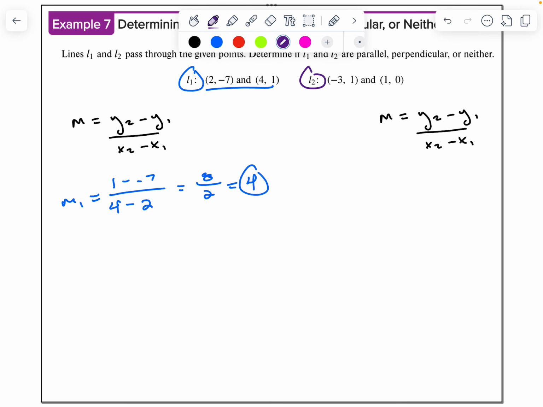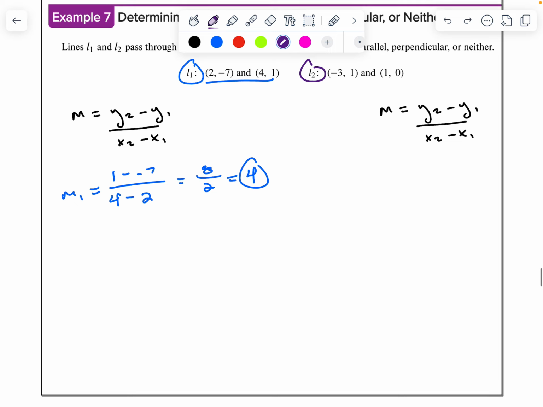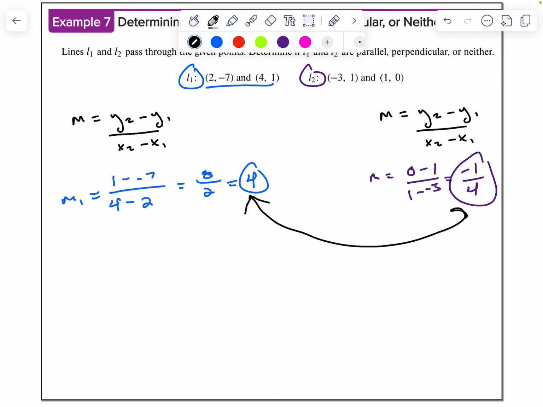All right, slope 2. This is key too. I didn't mention this earlier. A lot of times we will notate slope as M. M stands for slope in algebra, specifically with linear equations. So here, M equals y2 minus y1, that's 0 minus 1 over 1 minus -3. That's -1/4. And let's compare these two slopes, 4 and -1/4.